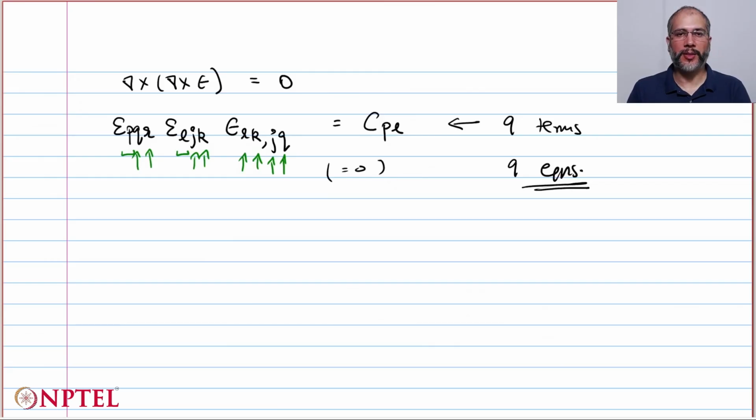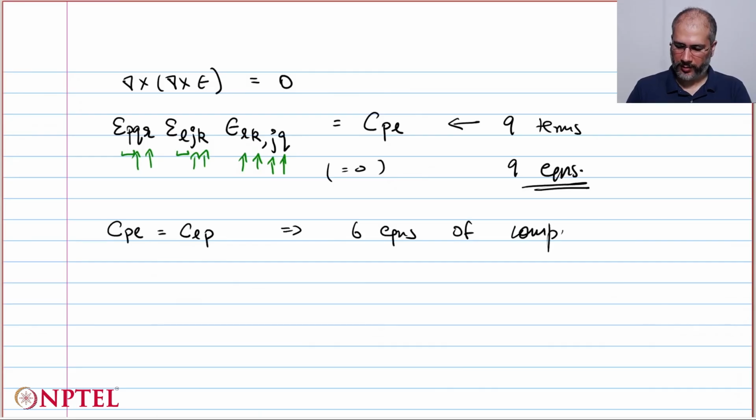Because you have repeated indices, when you expand the terms, you will get a relationship between the derivatives of different terms of epsilon. So these are the 9 equations we were looking for. Actually, there are 6 equations, not 9, and that is because C_pl is C_lp. So just like a symmetric second order tensor has 6 unique components, we have 6 unique equations. So this implies you have 6 equations of compatibility.